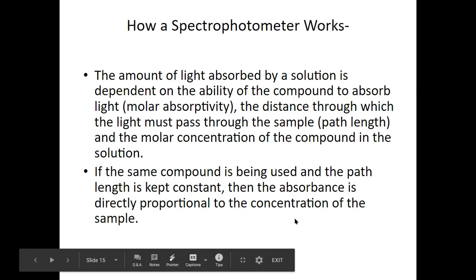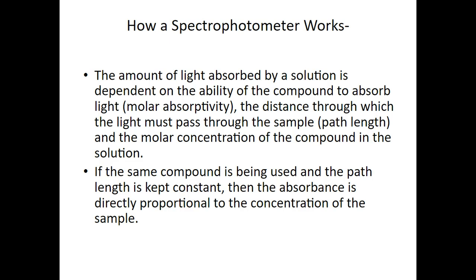The amount of light absorbed by a solution is dependent on the ability of a compound to absorb light, and that's called molar absorptivity. It also depends on the distance through which the light must pass through the sample, that's the path length, and the molar concentration of the compound in the solution. If the same compound is being used and the path length is kept constant, then absorbance is directly proportional to the concentration in the sample. This really helps us out with all the things we do. If we have a solution and we get its absorbance in the spec, then the higher the absorbance, the higher the concentration. That's intuitive because it's a darker solution, so it must be picking up more light than a lighter solution. So that's great to know.